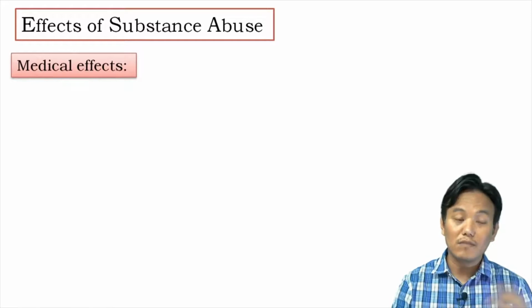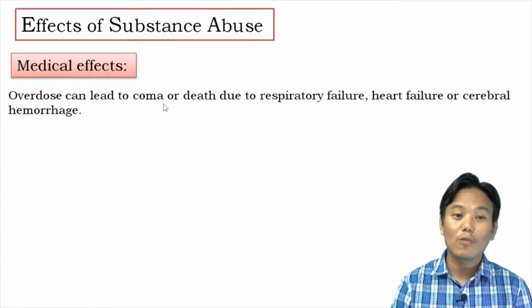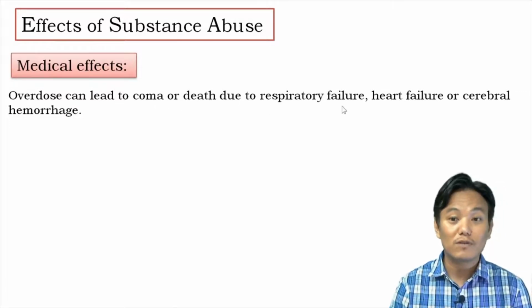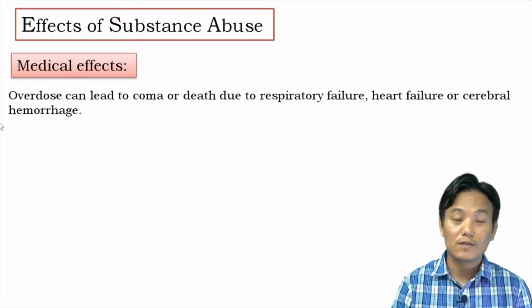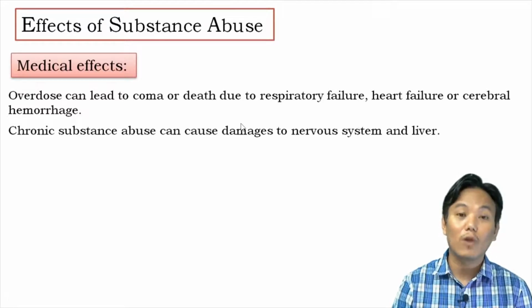The immediate medical effect is coma or death due to overdose. If there is overdose, it can lead to coma or death due to respiratory failure, heart failure, or cerebral hemorrhage. Overdose of drugs could lead to coma or death. So that is the immediate effect. What about the long-term effect?